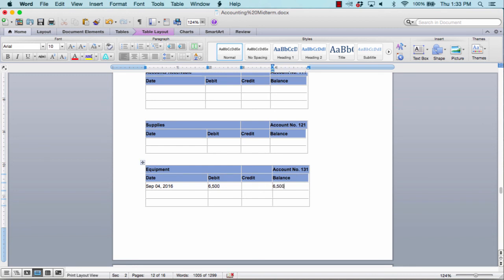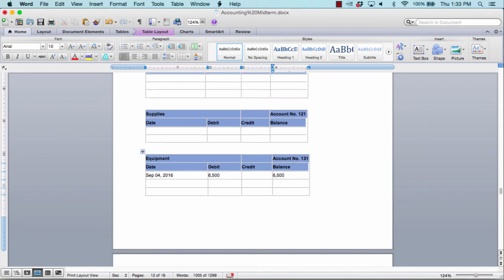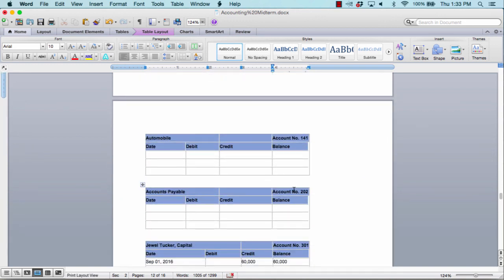Okay, and you did it on credit, which means your accounts payable is going to be affected. So it's September 4th, 2016, and you're going to credit $6,500. And your balance is $6,500. Okay?